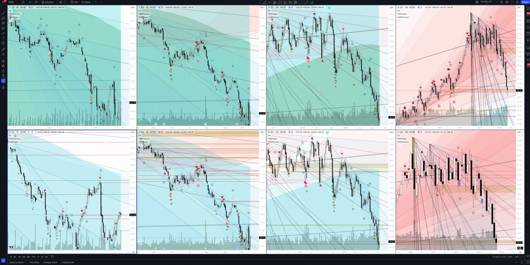Today we will take a look at Eversource Energy stock. Let's analyze the market situation and find out how you can make money on it. Let's start.